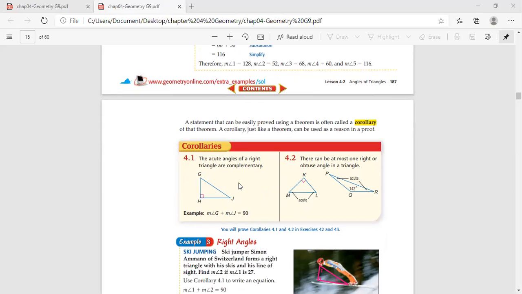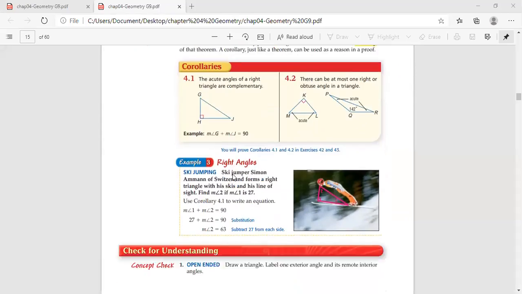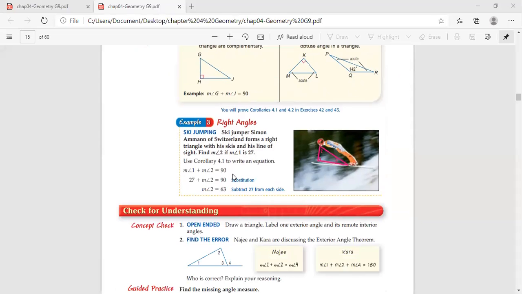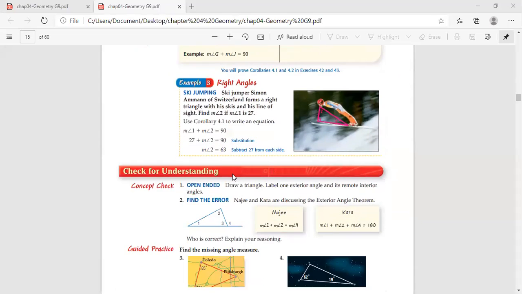Second corollary. There can be at most one right or obtuse angle in a triangle, right? So for any triangle with a right angle or obtuse angle, we have at most two acute angles. But in an equilateral triangle, how many acute angles do we have? 3. Yes, thank you.